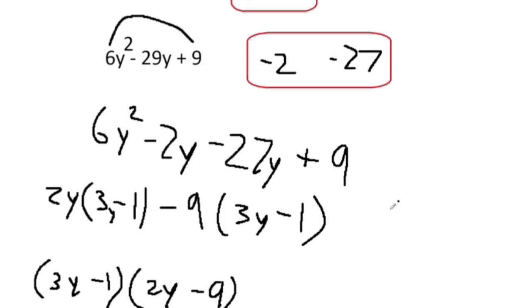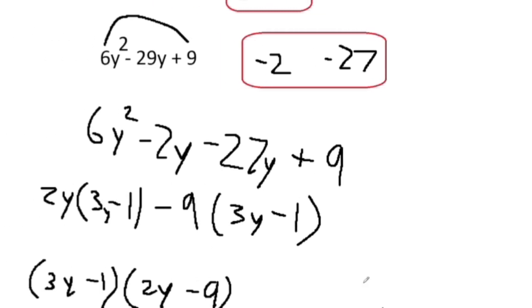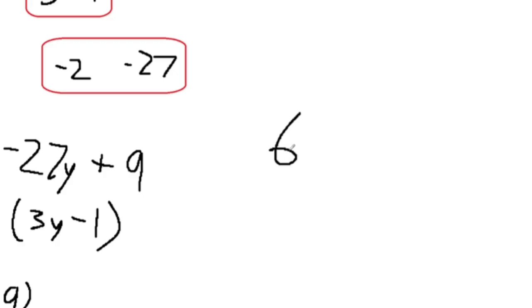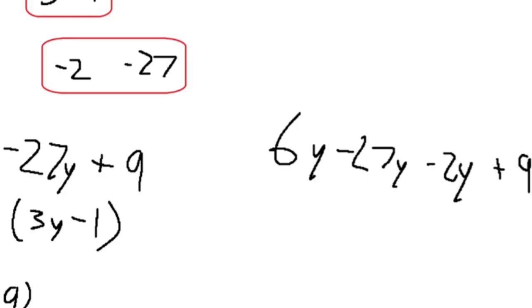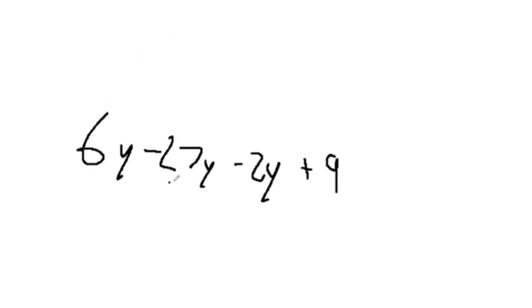And so now let's say you do this the other way. Let's say with the factors you did 6y minus 27y minus 2y plus 9. And we can see what the ratio of this is. So this is a ratio of 1 to negative 4.5. And this is a ratio of 1 to negative 4.5.